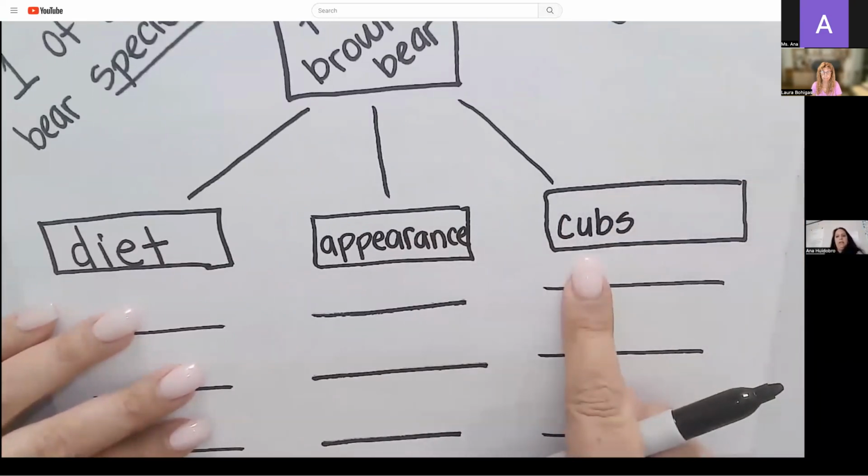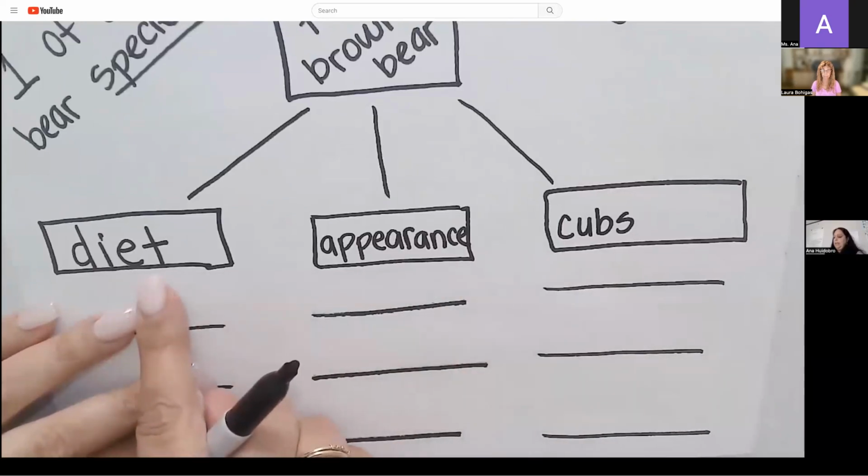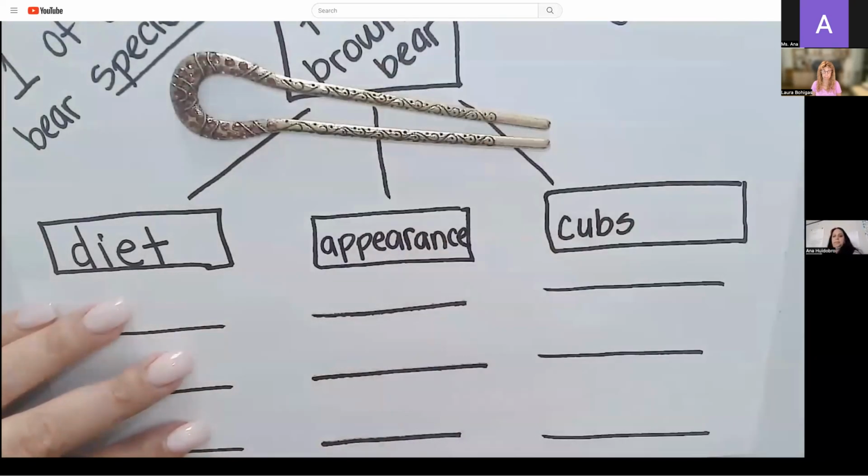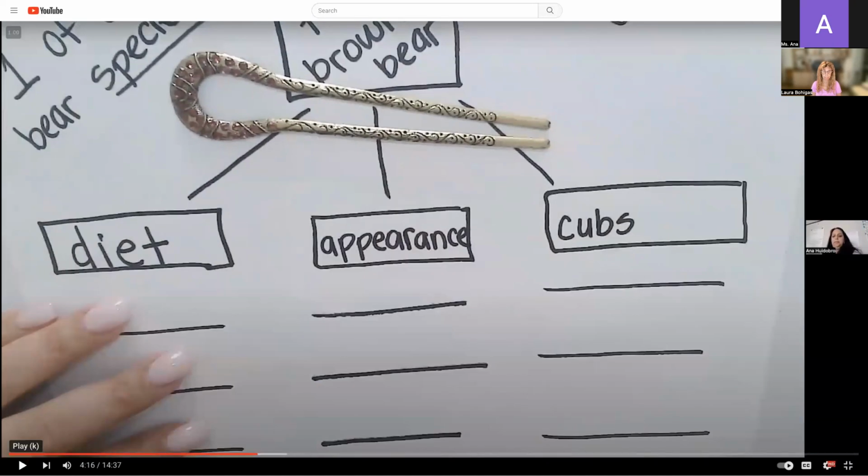How are bears when they're young, when they're just born? What are things that they do? So we're going to write about their diet, their appearance, and their cubs. I'm going to give you guys, some of you may have already started, 30 seconds to finish writing diet, appearance, and cubs. And you do not need to write the species, that was just a little extra. 20 seconds.